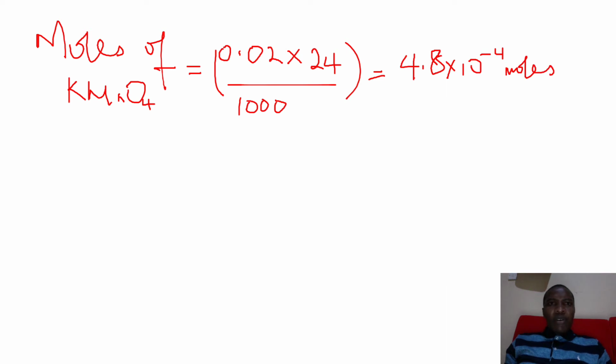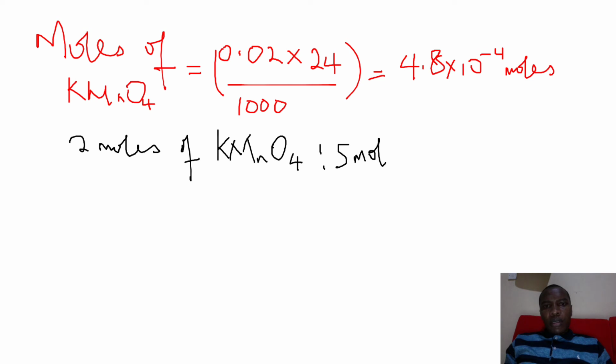So we've established the number of moles of potassium manganate 7. From the equation, 2 moles of the permanganate, potassium manganate 7, react with 5 moles of the hydrogen peroxide. This one is very clear. There is no big deal here.